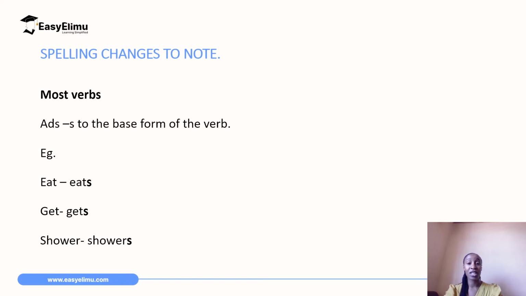So that is where the change is happening. When you're talking about he, she, or it, for most verbs, you're just going to add s. He eats, she showers. So you only just add an s to the base form of the verb.